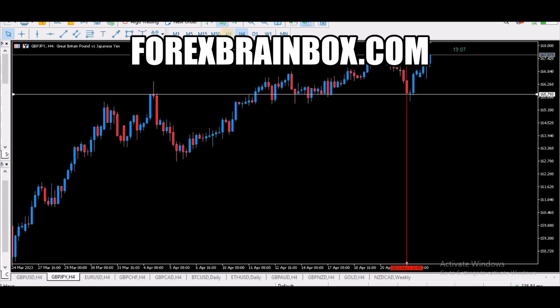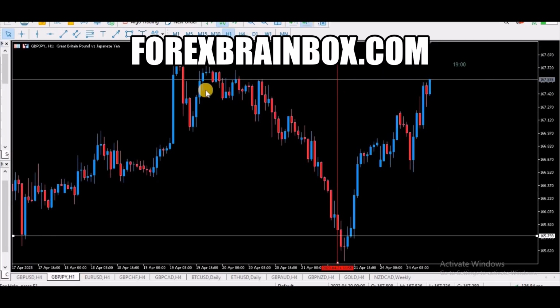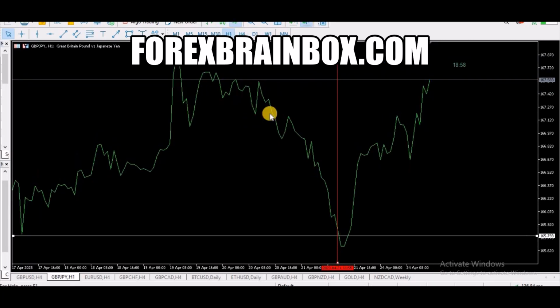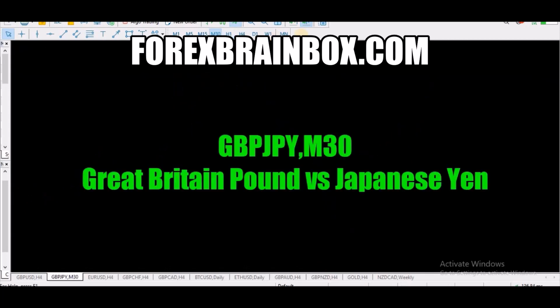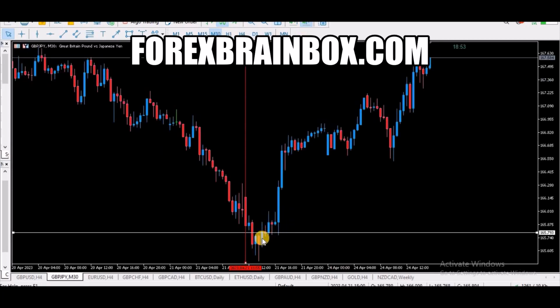This is where you go to your lower time frame. On your lower time frame, you're looking for structural formation, you're looking for demand zones, so let's see what happens here. If we find a structure, okay, here you can find the demand zone right here.